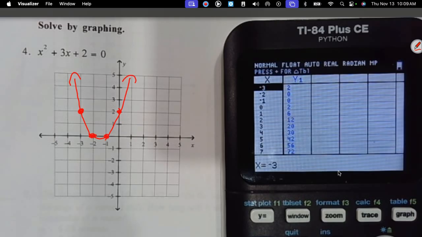Is that my answer? Am I done? No. What are my answers? Write them down. What are they? Negative 1, negative 2. -2 and -1. Okay, you have to write your two answers. Otherwise, I see them, but it's partial credit. I would take off a point if you don't write those answers.